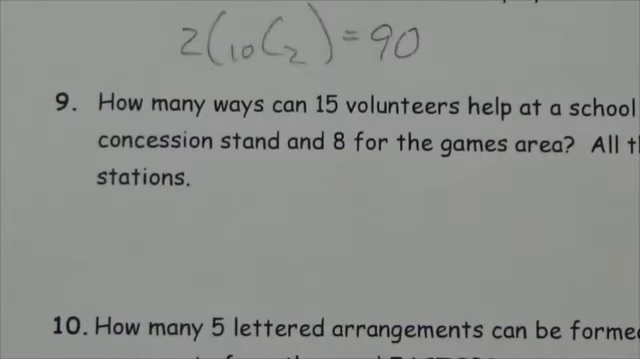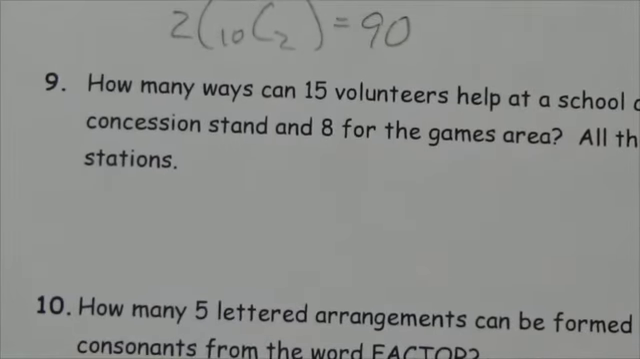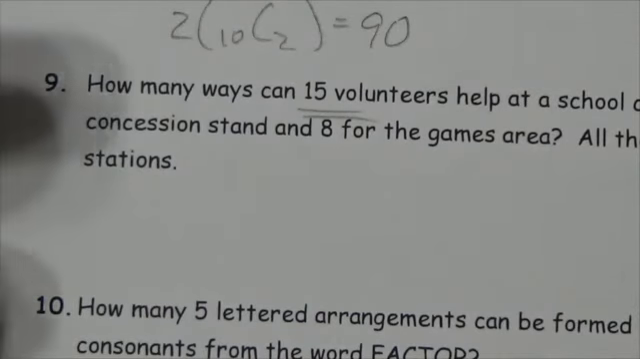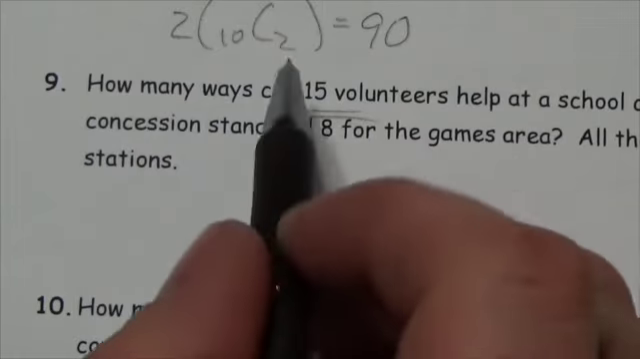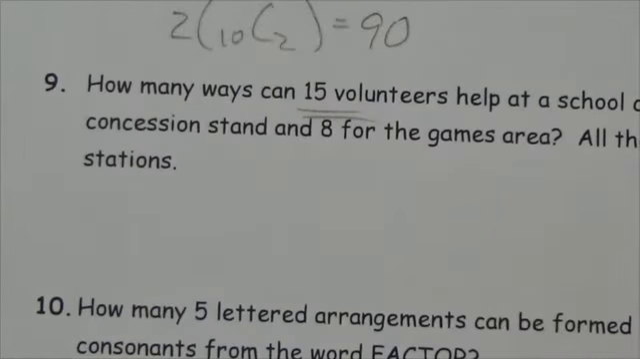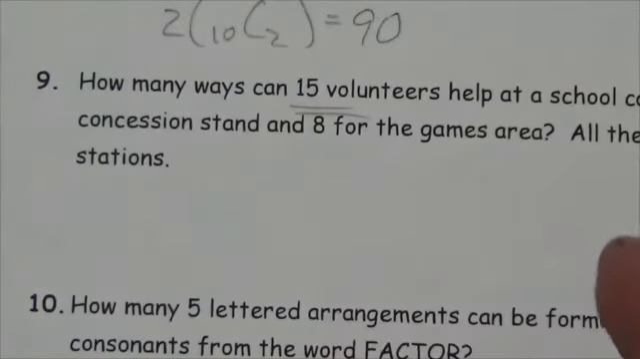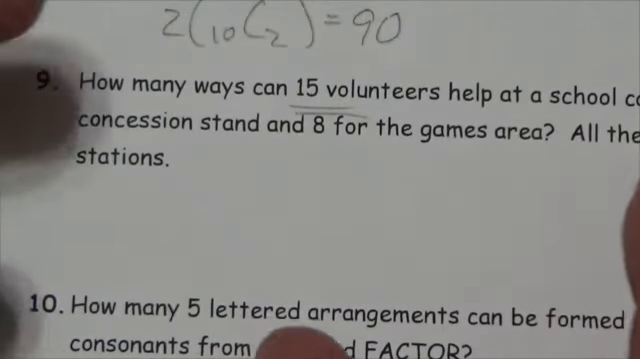Okay, now this is the exception to the rule that I was hinting at before. We've got 15 volunteers, and we're going to need 4 for the ticket booth, 3 at the concession, and 8 for the games. Now, notice if you add up 4, 3, and 8, you get 15. In other words, everybody here is getting chosen.